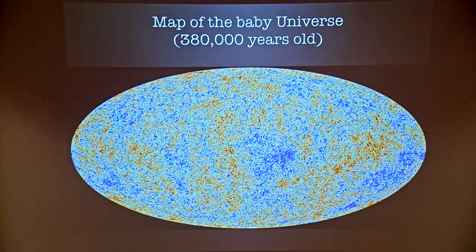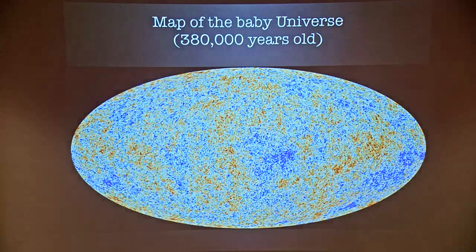So the amazing thing about these temperature fluctuations is that they correspond to density fluctuations. The places where the universe is a little bit hotter or cooler at this time correspond to places where the universe was a little bit more dense or a little bit less dense.